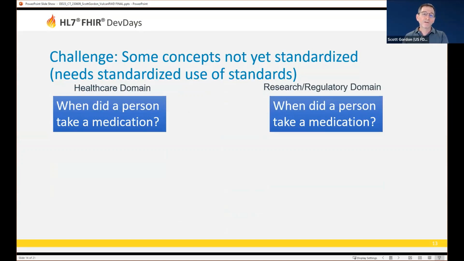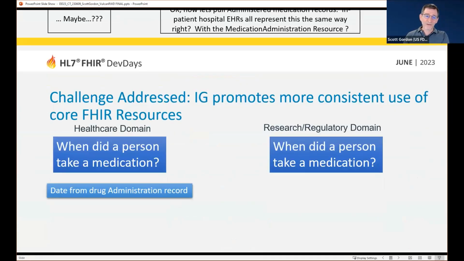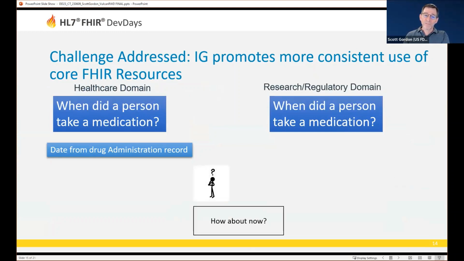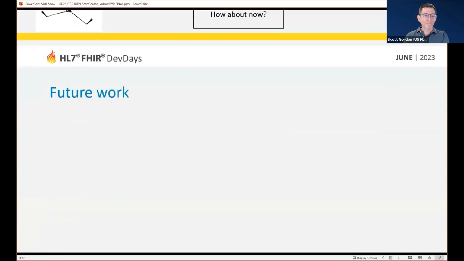Same thing here. Some concepts are not yet standardized at the source. So for administration records, which are quite valuable because they're kind of proof of actual ingestion, the reality is there isn't as much standardization of medication administration as there is for certain other medication encounters. So it's not as easy to pull, or it's not as consistent. This IG asks for medication administration to actually be standardized in a FHIR compliant way.